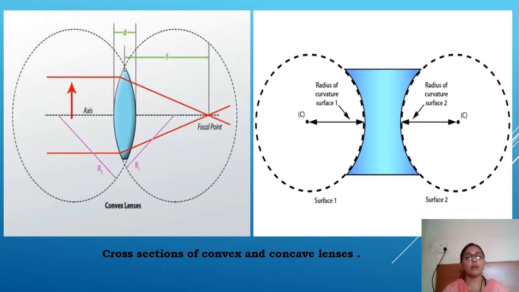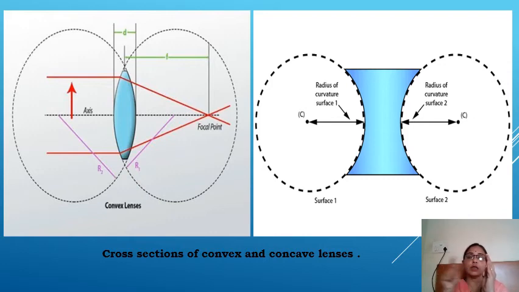Now as we are saying, they are parts of spheres, so you will find two spheres. They are cut out from the two spheres, so each sphere has a radius of curvature, each sphere has a center of curvature, and each sphere has a principal axis. So naturally, this side sphere will have the center of curvature, the principal axis, the optical center, as well as the focus.